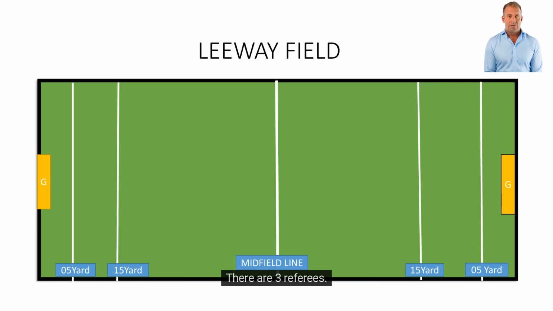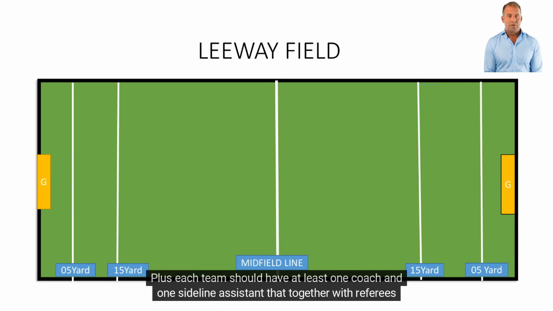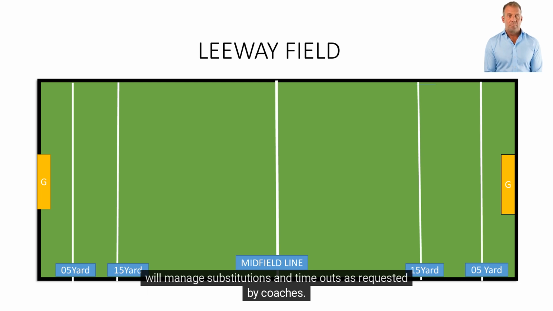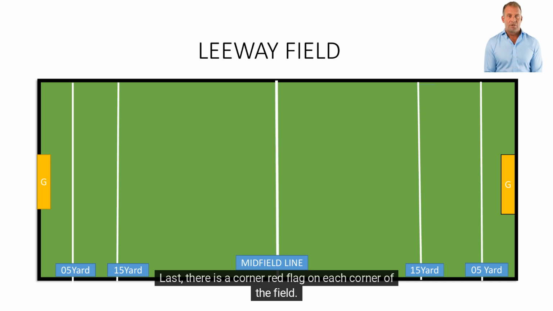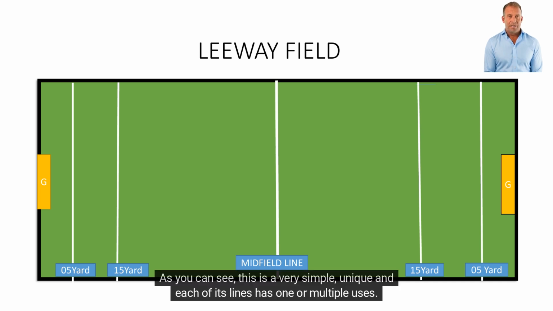There are 3 referees, 1 central and 2 sideline referees. Plus, each team should have at least 1 coach and 1 sideline assistant that together with referees will manage substitutions and timeouts as requested by coaches. Last, there is a corner red flag on each corner of the field. As you can see, this is very simple, unique, and each of its lines has 1 or multiple uses.